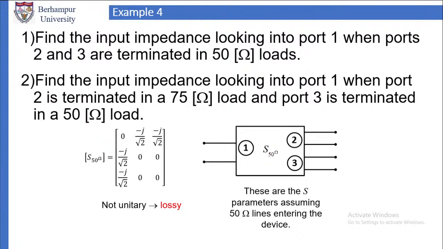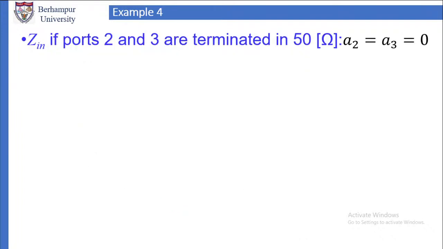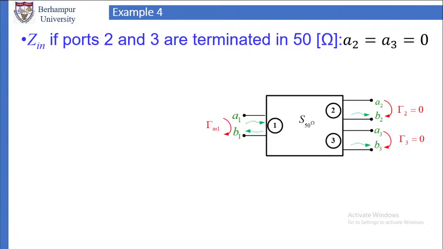Now let us find out these parameters, the input impedance. The S matrix is given, the network is given. We have to find out the parameters, input impedance, etc. So Zin, when ports 2 and 3 are terminated in 50 ohm, means A2 and A3 are equal to 0. 50 ohm means it is the matched condition, terminated in a matched load. So A2 and A3 are 0.